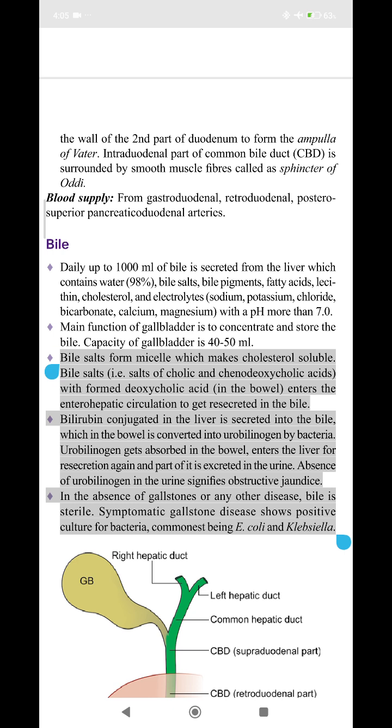Bilirubin conjugated in the liver is secreted into the bile, which in the bowel is converted into urobilinogen by bacteria. Urobilinogen gets absorbed in the bowel, enters the liver for resecretion again, and part of it is excreted in the urine. Absence of urobilinogen in the urine signifies obstructive jaundice. In the absence of gallstones or any other disease, bile is sterile. Symptomatic gallstone disease shows positive culture for bacteria, the commonest being E. coli and Klebsiella.